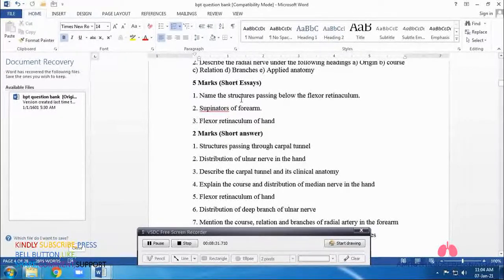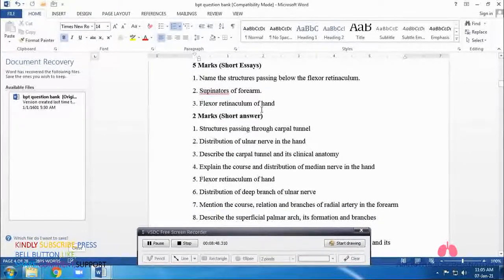Supinator of forearm. You need to mention about the supinator. The supinator is one muscle, another one is biceps. Biceps also comes here, so we just mention about that.